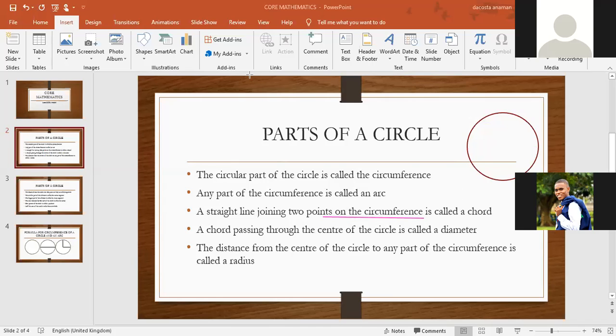Now the distance from the center of the circle, okay, I added it, from the center of the circle to the circumference of the circle is called a radius, which I've explained earlier. That's the distance from the center of the circle to the circumference of the circle. It's called a radius.